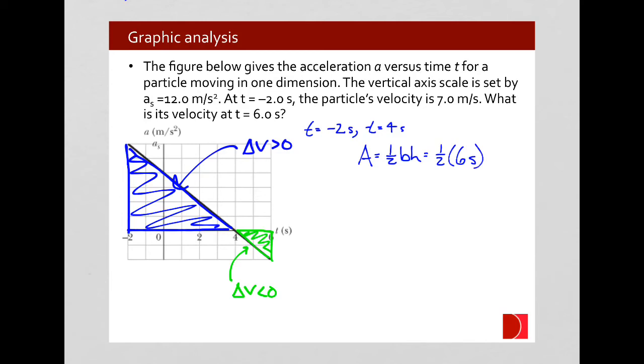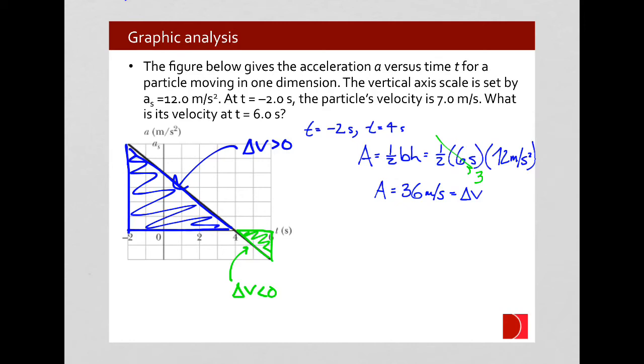The height goes from the axis up to the top, A sub s, which is defined as 12 meters per second squared. And so that total distance here is 6 tick marks, that's 12 meters per second squared. When we multiply the two, 1/2 times 6 gives us 3. 3 times 12 gives us a total area of 36 meters per second. And that is the change in velocity in that time frame.